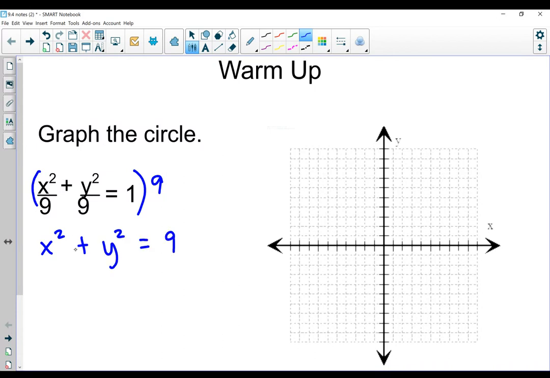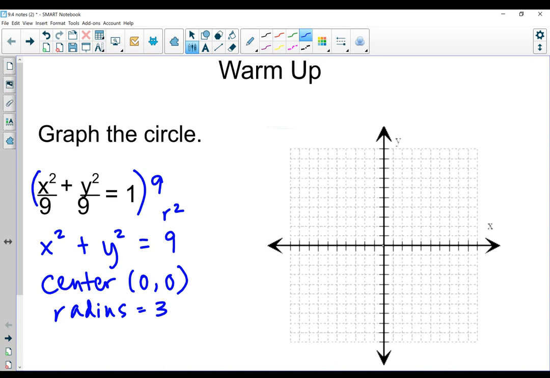The x and y are by themselves. We don't have a quantity where there's plus or minus, so I know I haven't shifted it. My center is 0, 0. And I know that this 9 is equivalent to r squared. So that means my radius is 3.